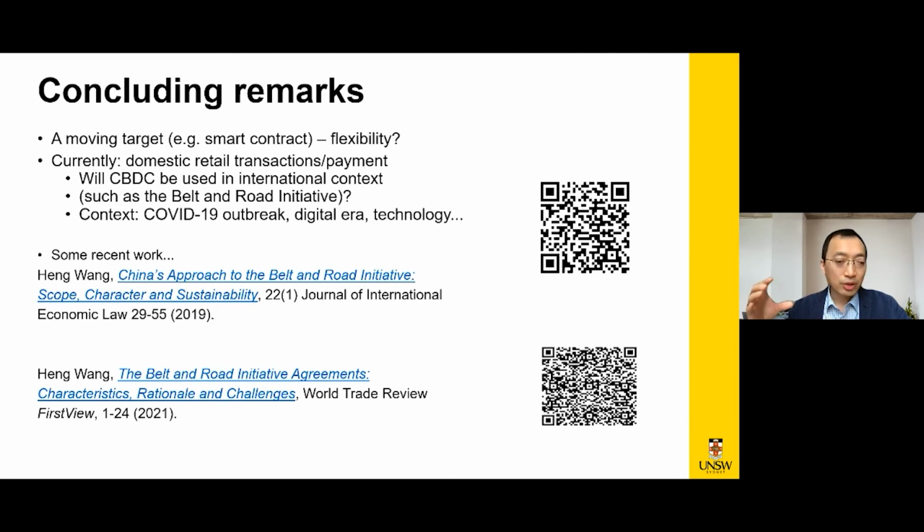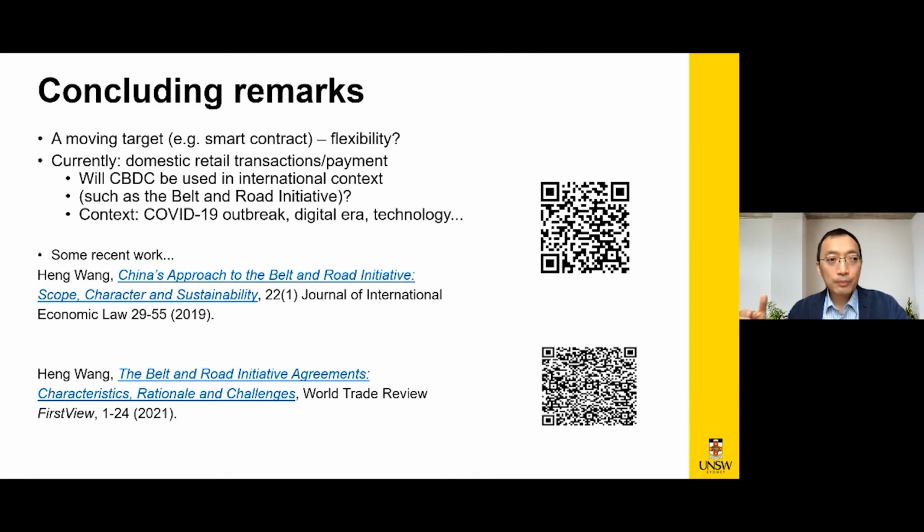To summarize, China's CBDC approach is a moving target. For example, at the early stage, they seemed to be more cautious about smart contracts, but more recently, they seem to be more open to making smart contracts available to the CBDC, because they are learning and doing practice. And it looks like they are trying to pursue flexibility in this process.